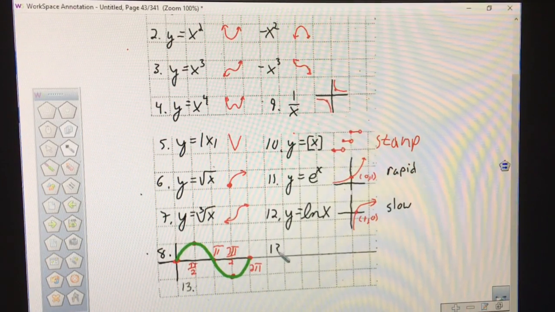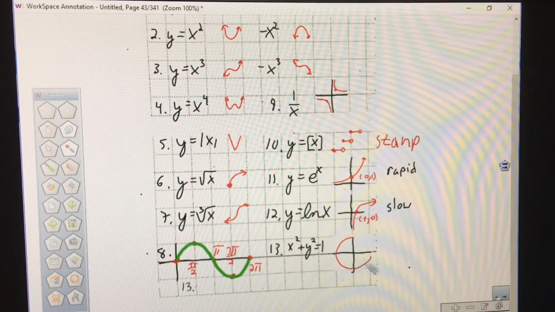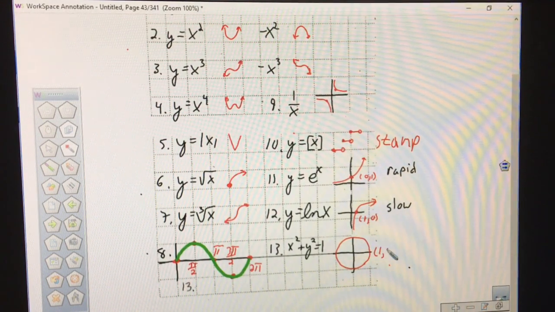The last one is going to be a circle. X squared plus y squared equals 1. And we've been doing this circle every day. The radius of that circle is 1. It goes through 0, 0. And this has 4 nice coordinates. And because the radius is 1, that makes it the 1 unit circle. So it goes through 1, 0, 0, 1, negative 1, 0, and 0, negative 1.